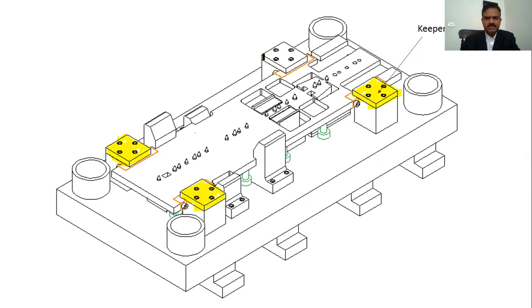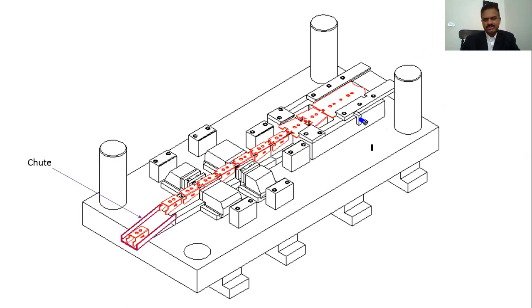The 4 keeper plates will do the job, and finally your die is done. And see the pilots here, we have chosen to mount it on the stripper because there is not much room in the bending station. So these pilots stay on the stripper and the rest are mounted from the punch holders.